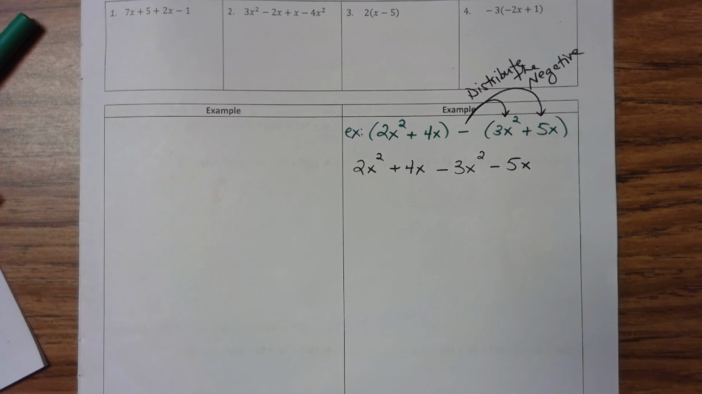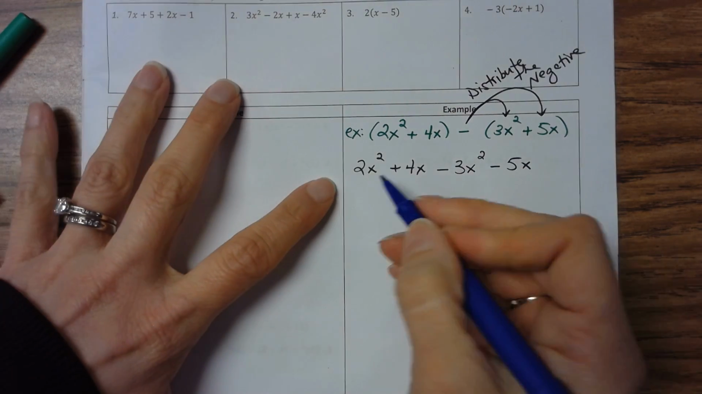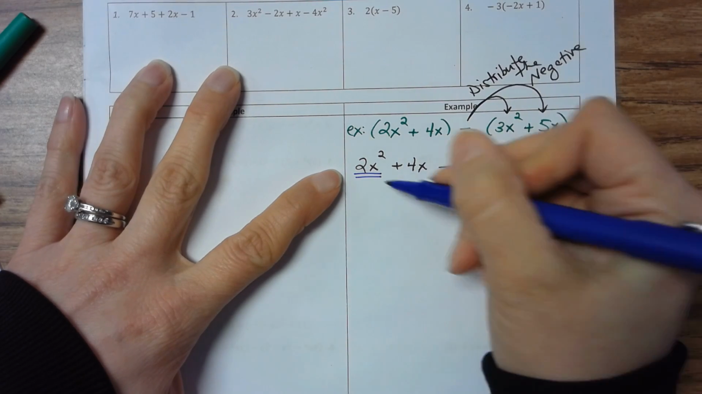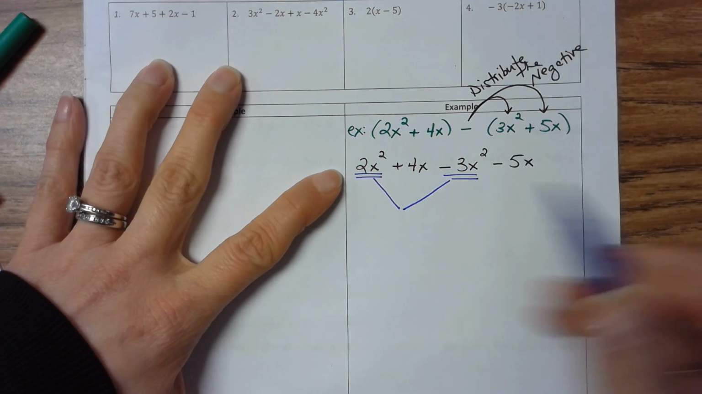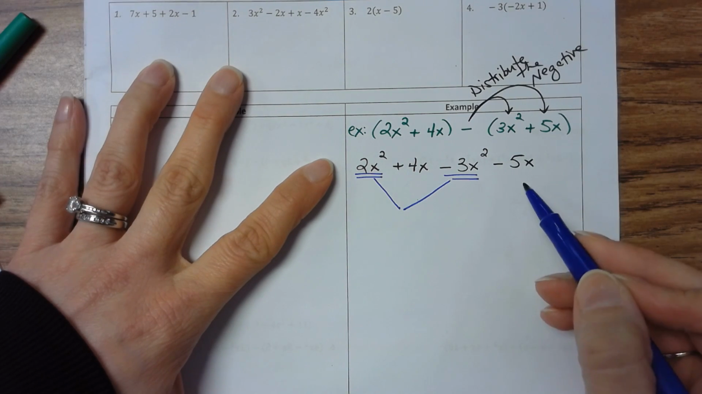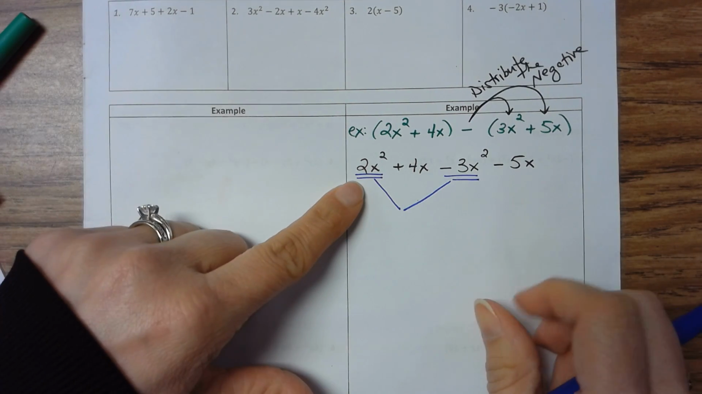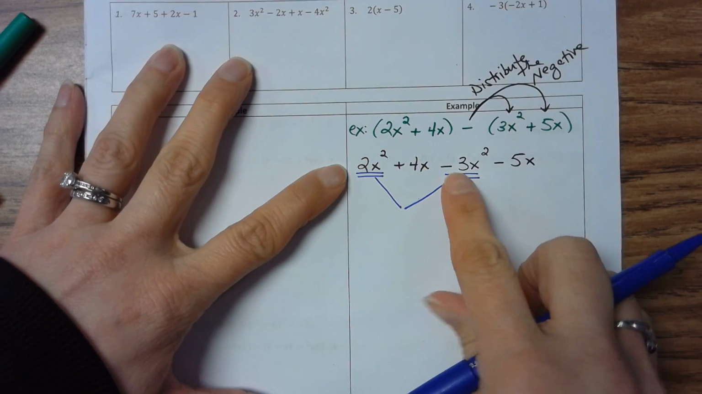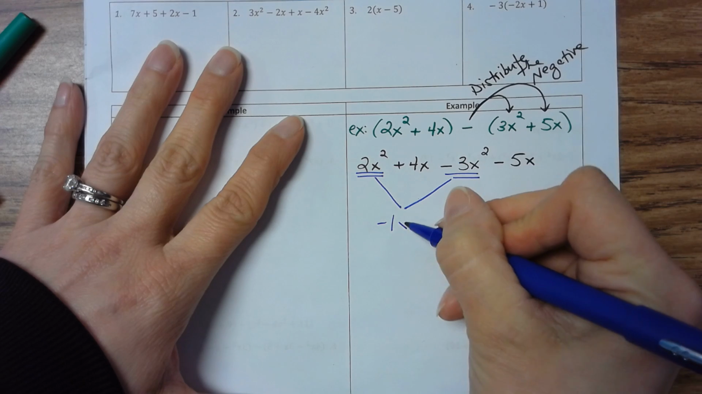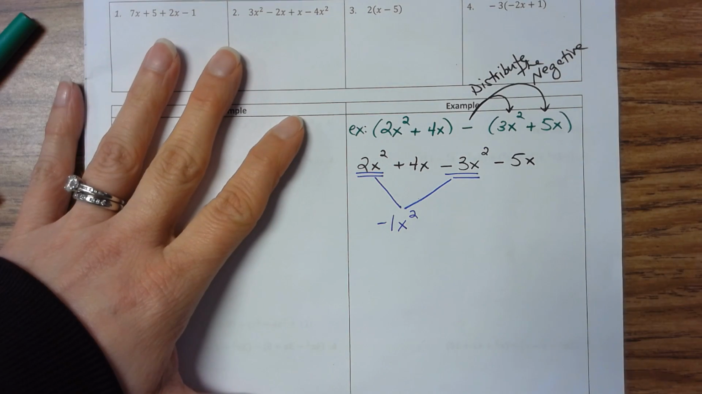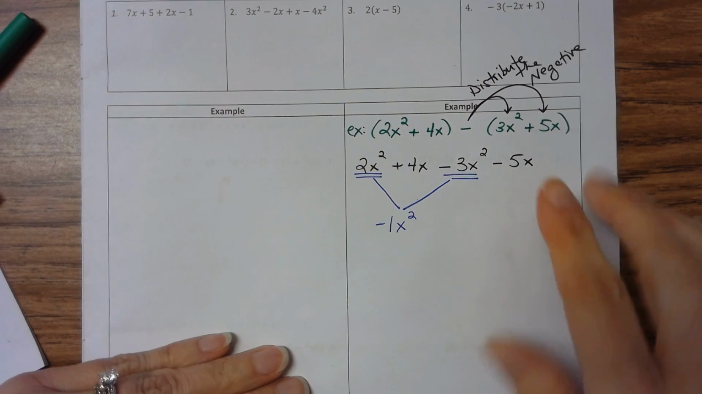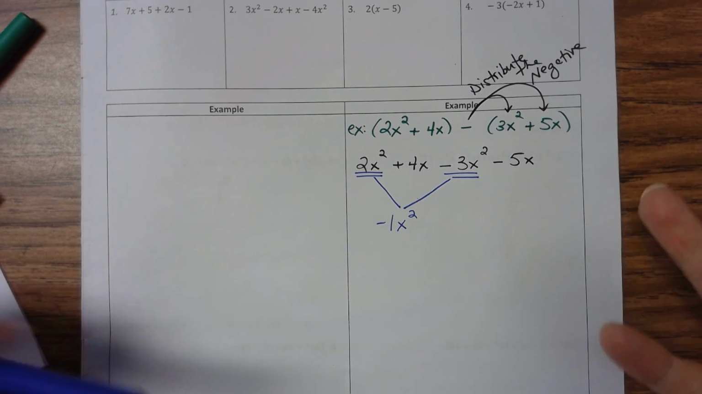Now just like with adding, we're going to combine like terms. I'm going to look for the highest power, which is x squared, and I see another x squared, and we're going to combine those. You can underline, you could circle, you could color code. So 2x squared minus 3x squared. 2 minus 3 is negative 1x squared. So now it's just like adding like terms. The only difference is we had to do that initial step of distributing the negative.